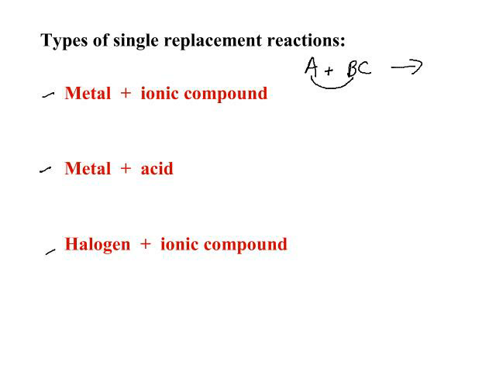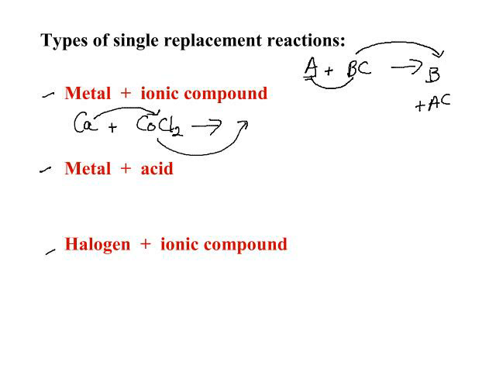The free element replaces one of the elements in the compound and then bonds with the remaining. So this is a typical format of single replacement. For example, you would have calcium plus cobalt chloride, calcium replacing the cobalt, giving you cobalt metal, and then forming calcium chloride.